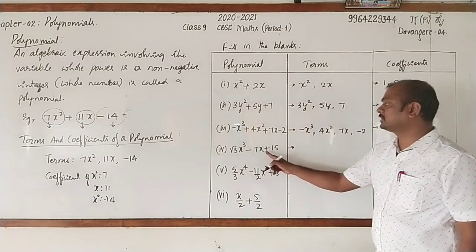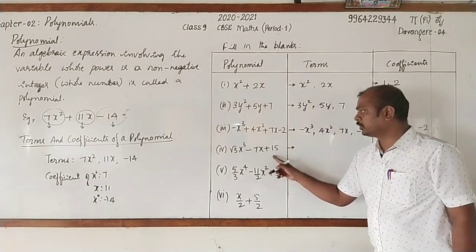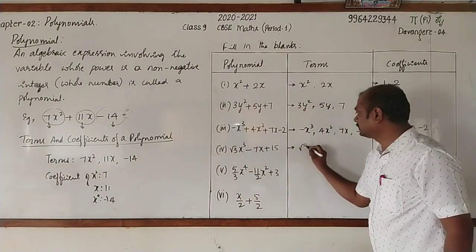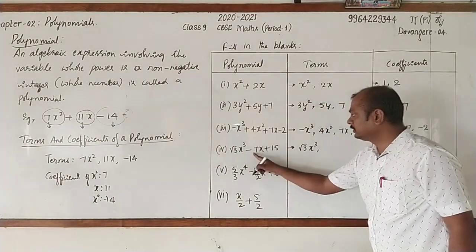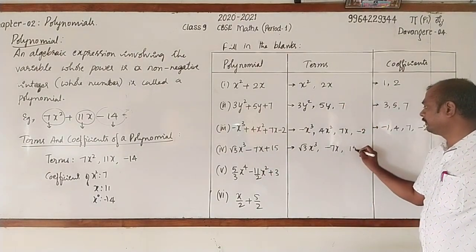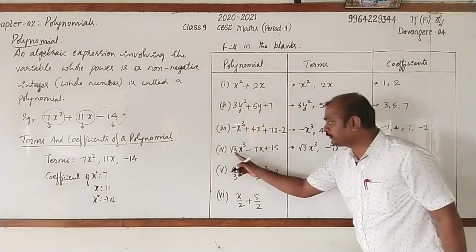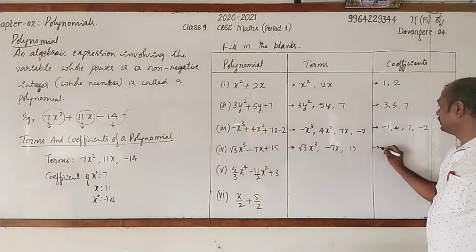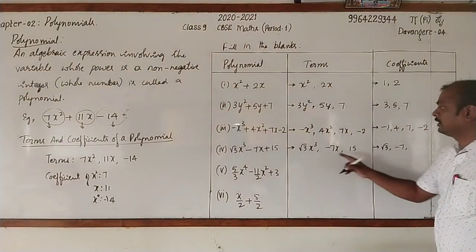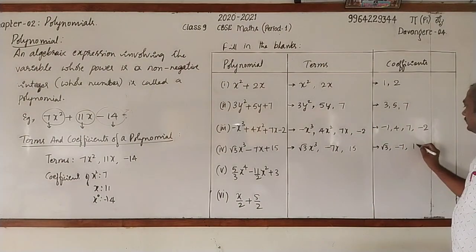Next. It is fourth one. Root 3x cube minus 7x plus 15. Fourth polynomial. The terms are root 3x cube. This is minus 7x and is 15. The coefficients are, it is root 3. It is minus 7 and is 15.